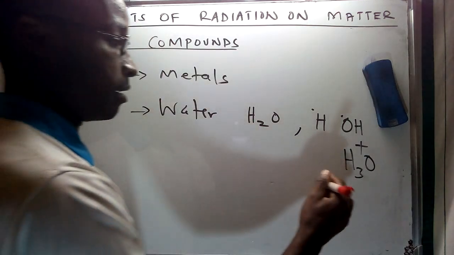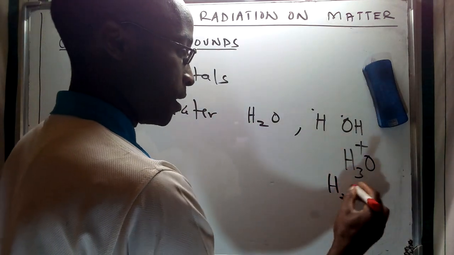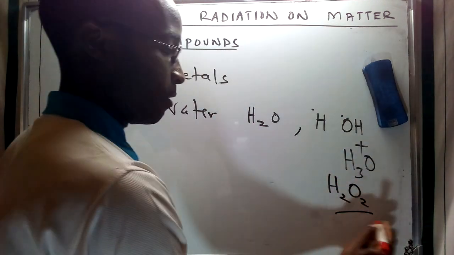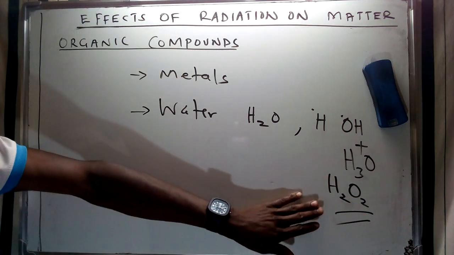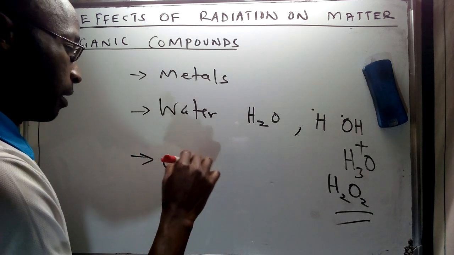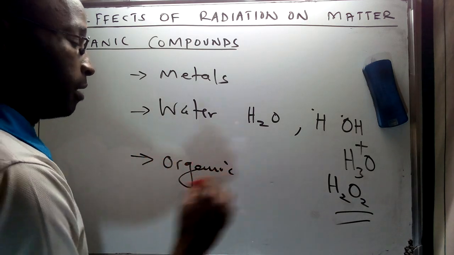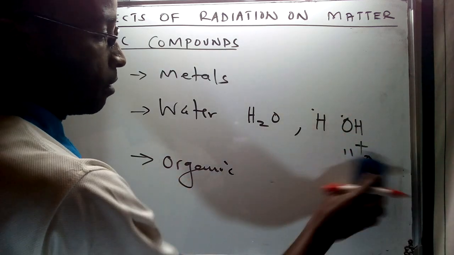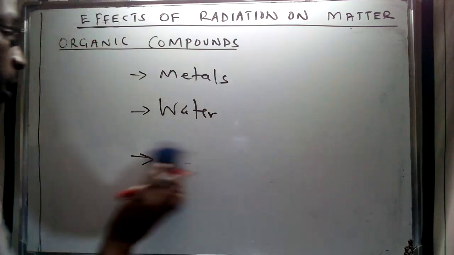And in some cases there's going to be a combination of these specific constituents to form other analogous products like hydrogen peroxide, etc. So in this case, we are going to look at the concept of organic compounds, and this is going to form our third bit of the discussion of the effect of radiation on matter.